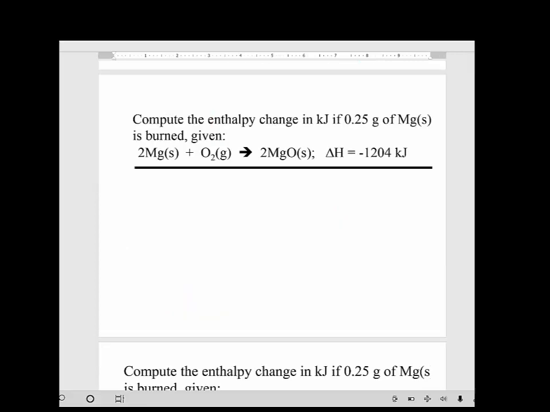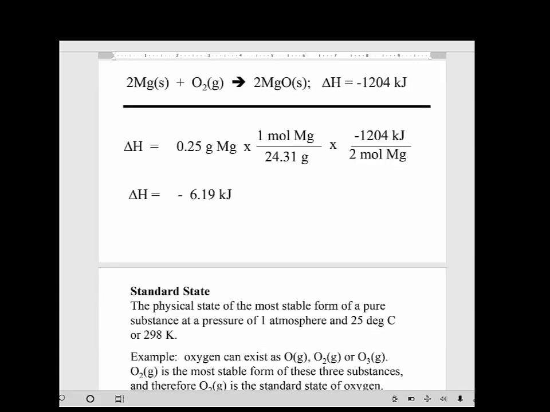Another problem, computing the enthalpy change in kilojoules, if 0.25 grams of magnesium in the solid state burn, according to this chemical reaction. 2Mg plus O2 goes to 2MgO, and delta H is minus 1204 kilojoules. So right away we know this is an exothermic reaction, that heat is going to be on the product side of this equation.